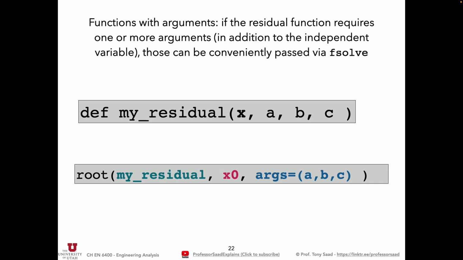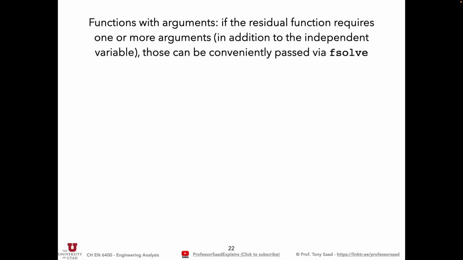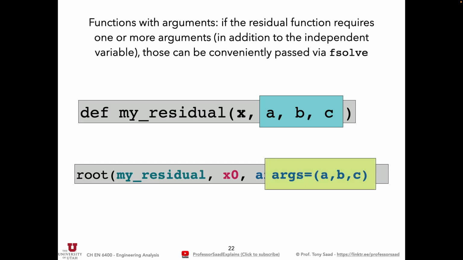So what if my residual function looks like this? x is my variable of interest that I'm trying to find, in this case h. What if I have a bunch of other things, a, b, c? You could have 50 arguments over here. Well, you can do this from root. You call my residual, give it the initial guess, but then notice what you do. There's an additional option in root called args, where you give it the additional arguments to your residual function. Note how those match exactly, and go in the same order you declare them in your residual routine.